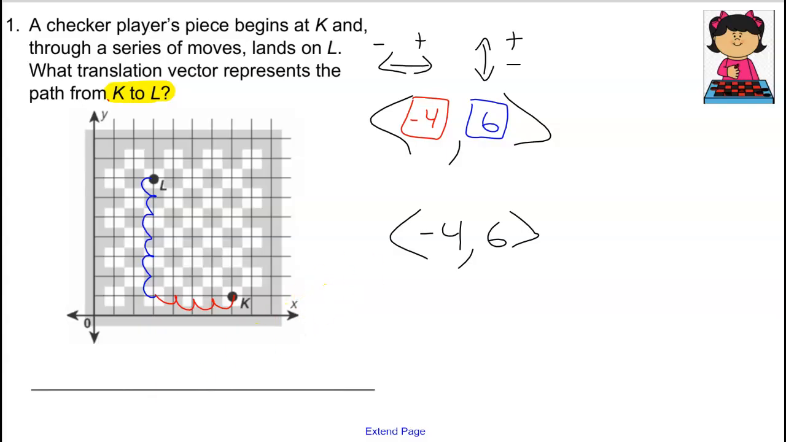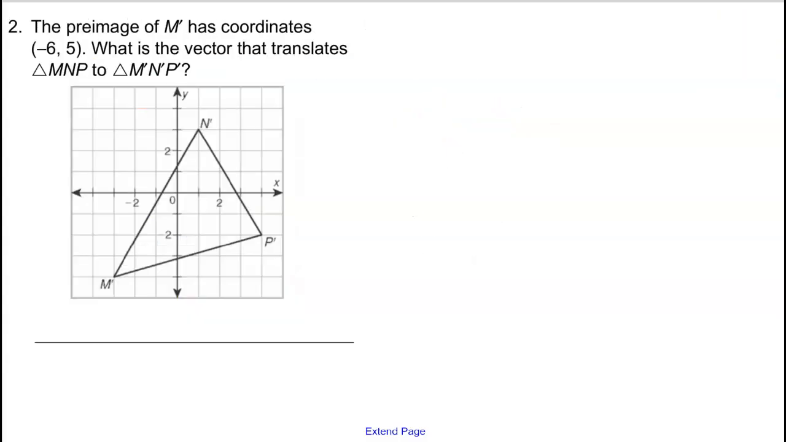Let's take a look at another one. Okay, here it gives you a preimage of M, or it says the preimage of M with this little mark over here has coordinates of -6, 5. So this is the image. The preimage doesn't have the mark. So they're telling you that the old coordinates for M is -6, 5.